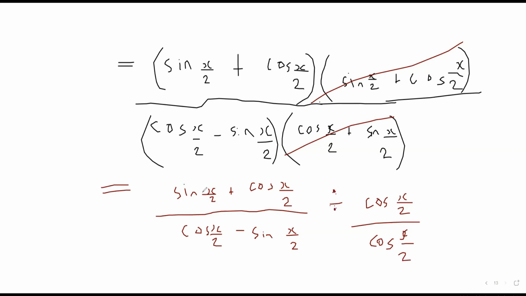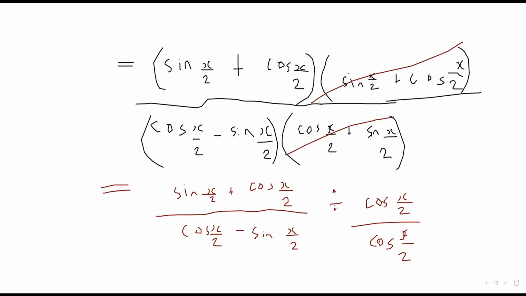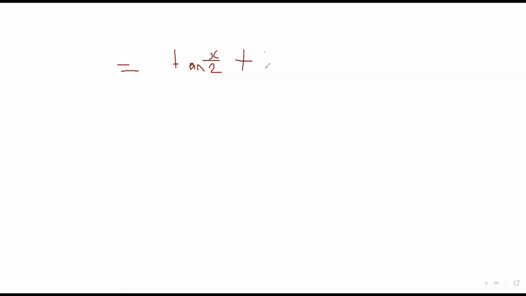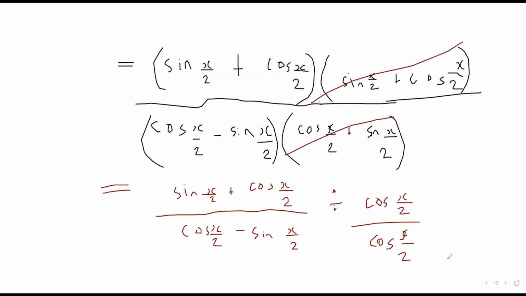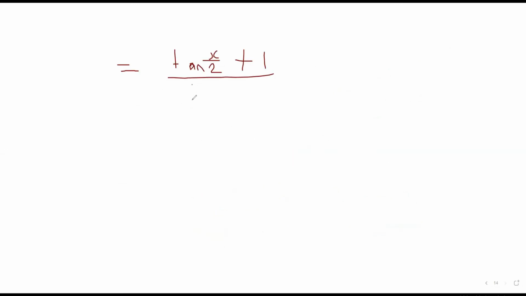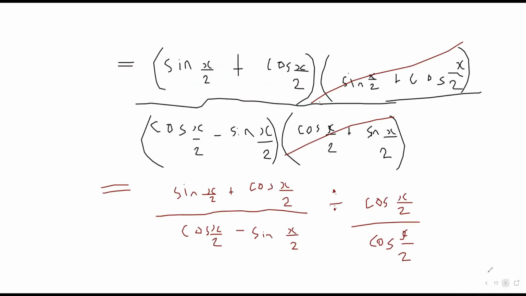The sine x over 2 over the cos x over 2 will give you what? Sine over cos, that will give you tan x over 2. You see it now, Roshan? Now look at this, guys. The cos x over 2 over the cos x over 2 is 1. Minus sine x over 2 over cos x over 2 is tan x over 2.